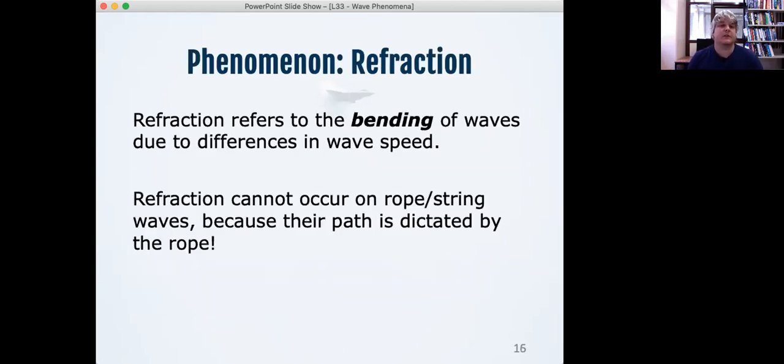The next phenomenon we're going to look at is refraction. Refraction is just talking about the bending of waves due to differences in wave speed. Again, this can't work on a one-dimensional wave because the path of the wave is already dictated. It just has to follow that rope, has to follow that string. So it can't happen on those, but it can happen in two-dimensional or three-dimensional waves.